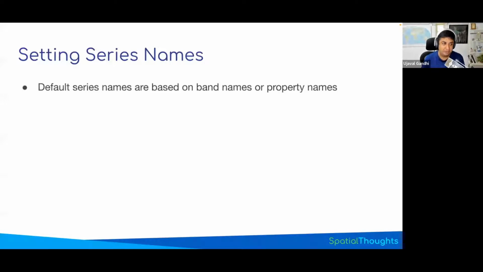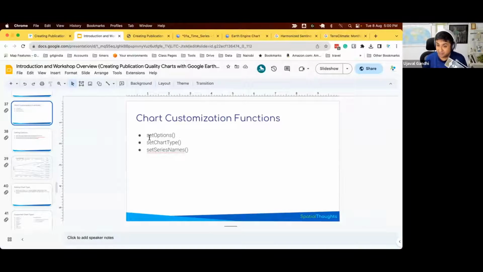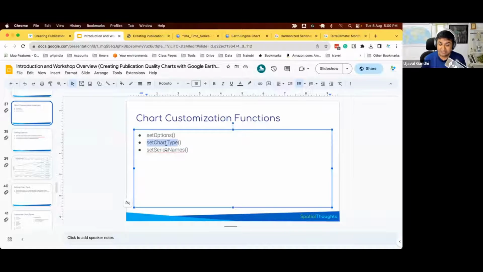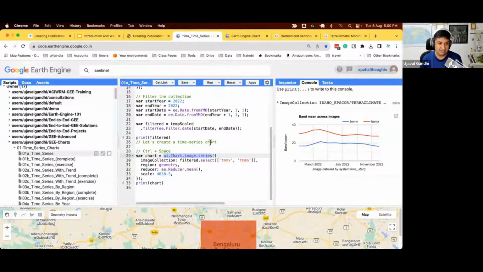And finally, there's a function called set series names. By default, the names of each series, each plot, will be coming from the bands, right? TMMX, TMMN. If you want to change the name, saying that this is maximum, this is minimum, you can use the function set series names. Okay. So 3 functions for customizing. You have set options to add all the Google chart options to customize your axis and charts and title and label. Set chart type to customize chart type, and set series names if you want to change the default names of the series. Okay. With that, let's just go back to our code.